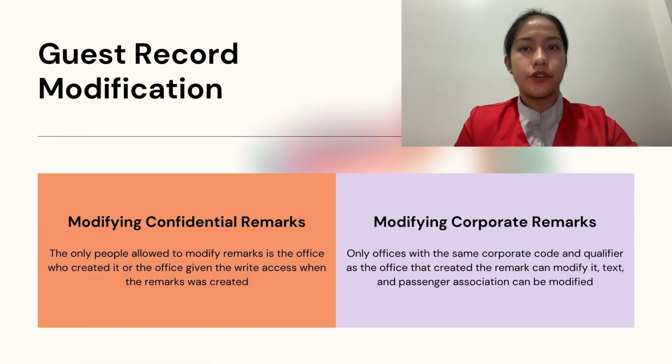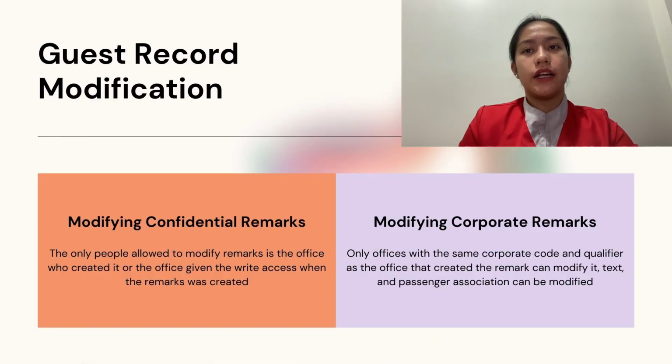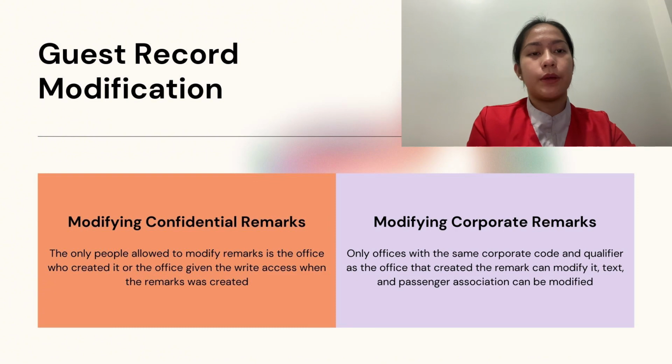Modifying confidential remarks. The only people allowed to modify remarks is the office who created it or the office given the right access when the remarks were created. Modifying corporate remarks, only offices with the same corporate code and qualifier as the office that created the remark can modify it. Text and passenger association can be modified.